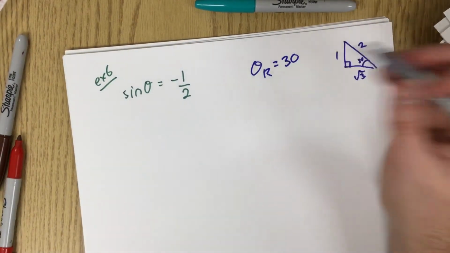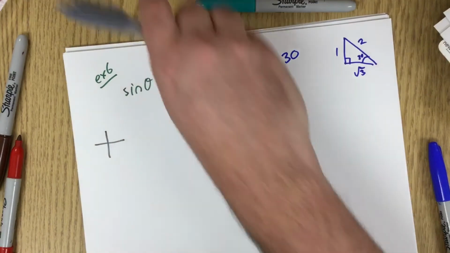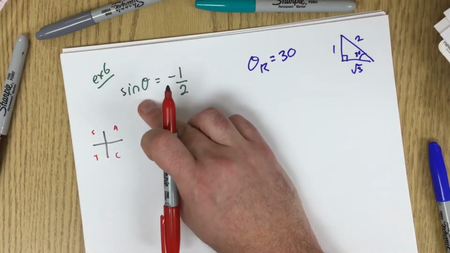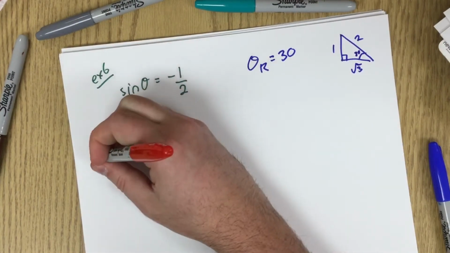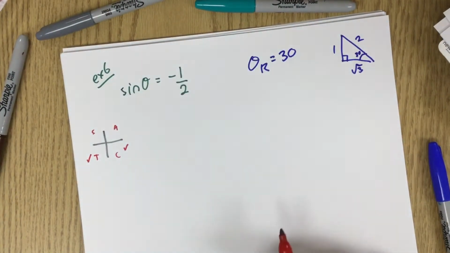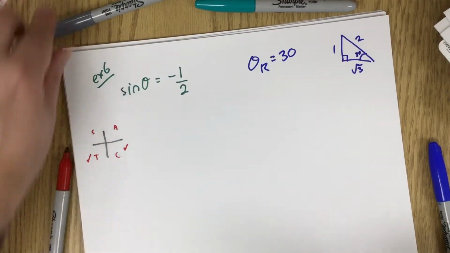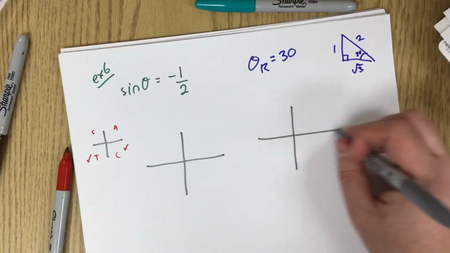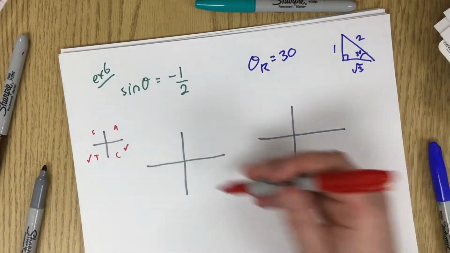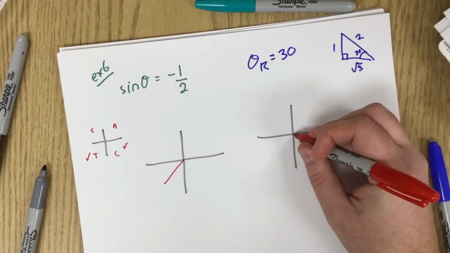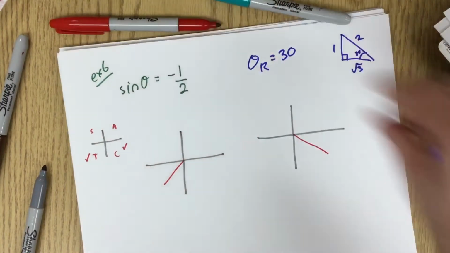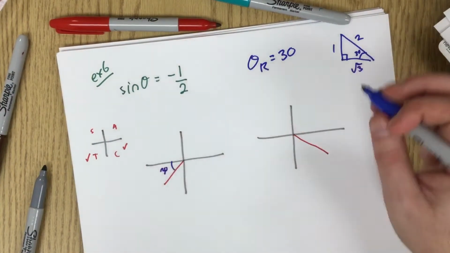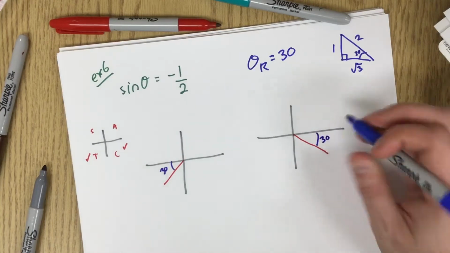From the CAST rule, we want to know where the sine of the angle is negative. The sine of the angle is negative over there and over there. Putting those together, we're going to draw the two angles. So there's one in the third quadrant, one in the fourth quadrant. The related angle for both of them is 30 degrees. That's 30, and that's 30.